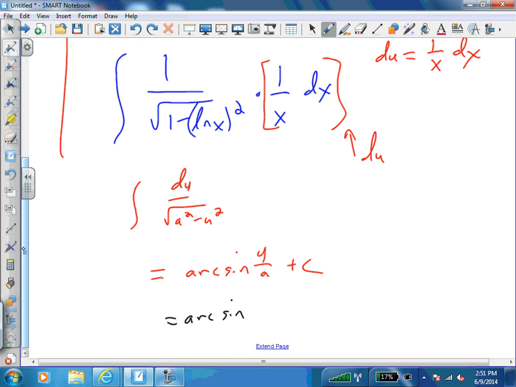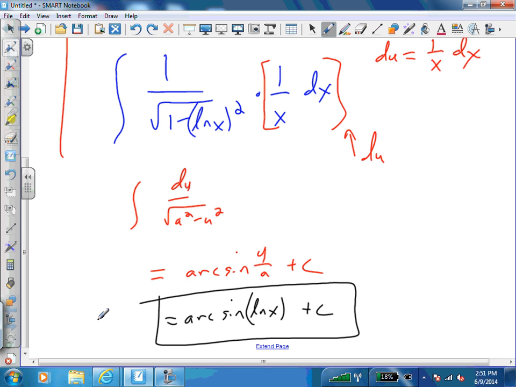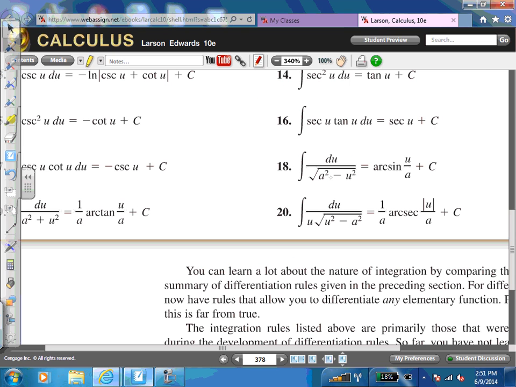Where our u is natural log of x, our a is 1, plus c. So while right off the bat it looked like we had a problem because of that variable out in front of our square root, once we determined what a would have to be and u would have to be to fit our formula, then it turns out that we really didn't have a problem after all. That was all part of our du.